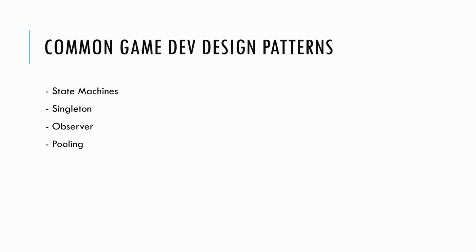Now, there are a bunch of common game design patterns, but four really common ones that you encounter all the time are going to be state machines, singletons, the observer pattern, and pooling.